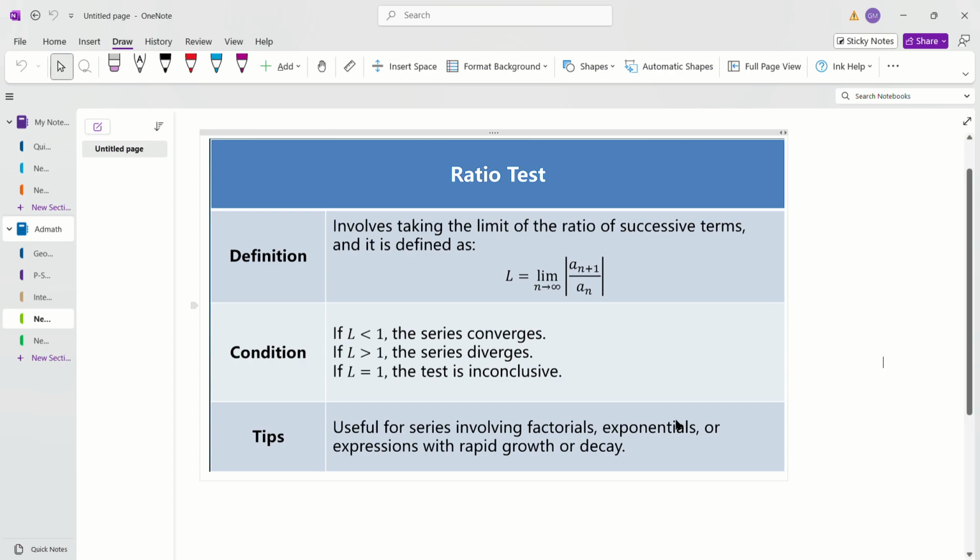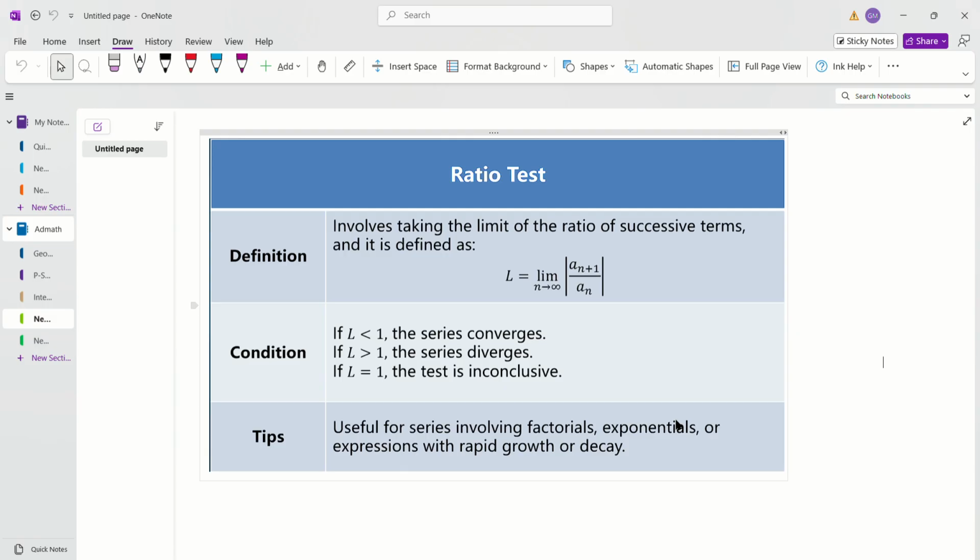So good day, class. Continuation of our discussion about the series convergence test. So we have this ratio test. In this test, it involves taking the limit of the ratio of successive terms, and it is defined as the limit L equals the limit as n approaches infinity of the absolute value of a sub n plus 1 over a sub n.